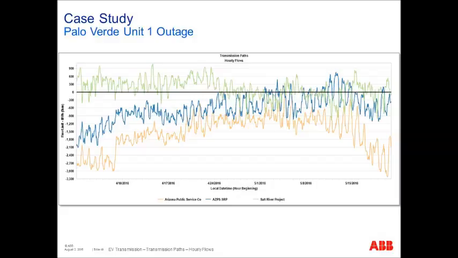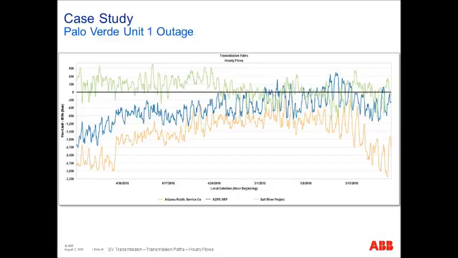And then the blue line there represents the actual interchange path that exists between Arizona Public Service Company and Salt River Project. So by digging down, you can really see that the interchange for one area changed. They weren't able to export as much as they normally had in the past.